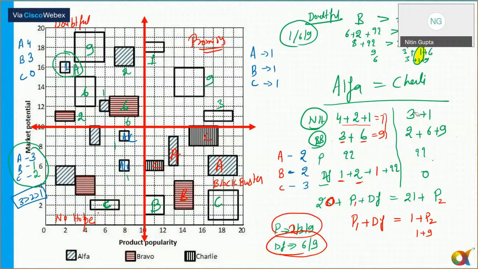Again, is it 3 plus 1, 4 plus 2, 6 plus 6, 12. 12 plus 9 is 21. So 21 plus P2, and this is 20 plus P1. So I'm getting P1 plus DF is equal to 21 plus P2 here. Okay, 21 plus P2. So in the doubtful, if I take this as equal to 6, and P1 has to be equal to 4, which I'm not able to get here.